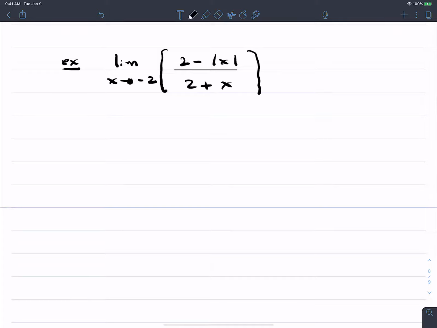The ones that have, for example, absolute value. So I'm going to have the limit here as x goes to negative 2 of 2 minus the absolute value of x over 2 plus x. So here's my function.